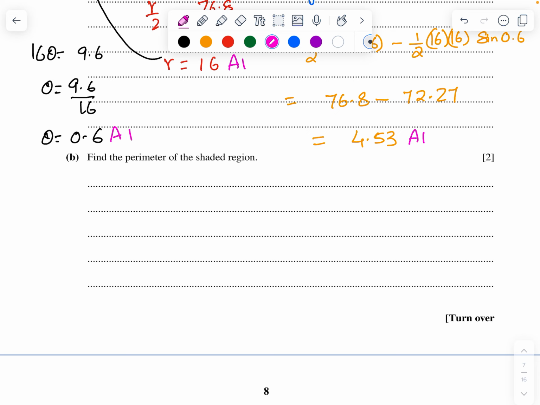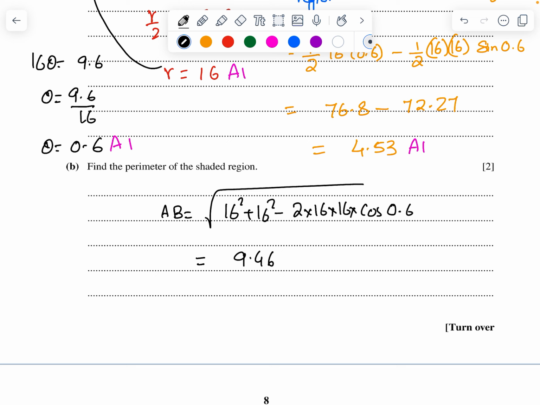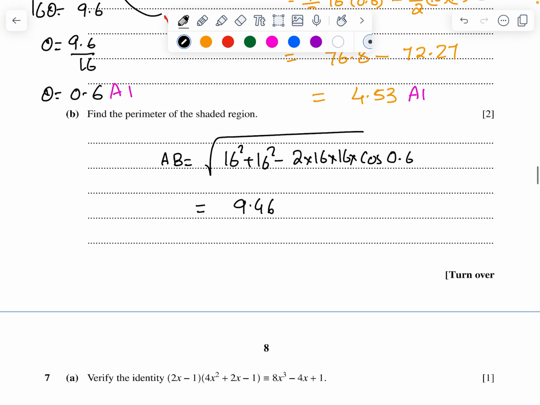Find the perimeter of the shaded region. So we need to find the length of AB. Use the cosine rule: square root of 16 square plus 16 square minus 2 times 16 times 16 times cosine 0.6, which is going to be 9.46. So perimeter is going to be 9.6 plus 9.46, which is 19.1 in 3 significant figures. Method mark for this and an accuracy mark for this.